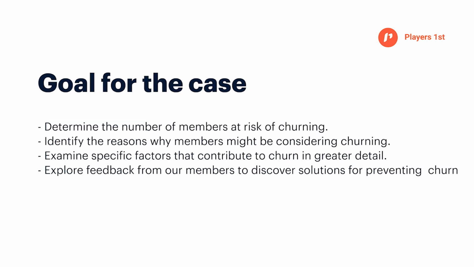The overall goal for this case is of course to reduce churn for the upcoming season, and the way we're going to look at it is that we're going to find out how many members might be at risk of churning and why they might be churning. We'll also go a bit deeper and see if we can find some exact reasons why. Then we're going to take a look at feedback from our members, and hopefully that feedback can help us provide solutions for the churn.